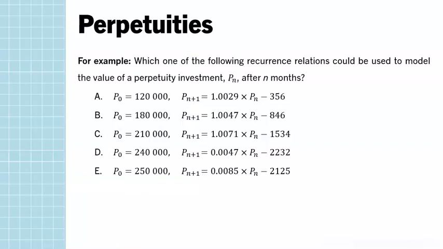Our first example here: which one of the following recurrence relations could be used to model the value of a perpetuity investment, Pn, after n months? When you read this question, I want you to think perpetuity means the balance has to remain constant. And so there is no quick and easy way.